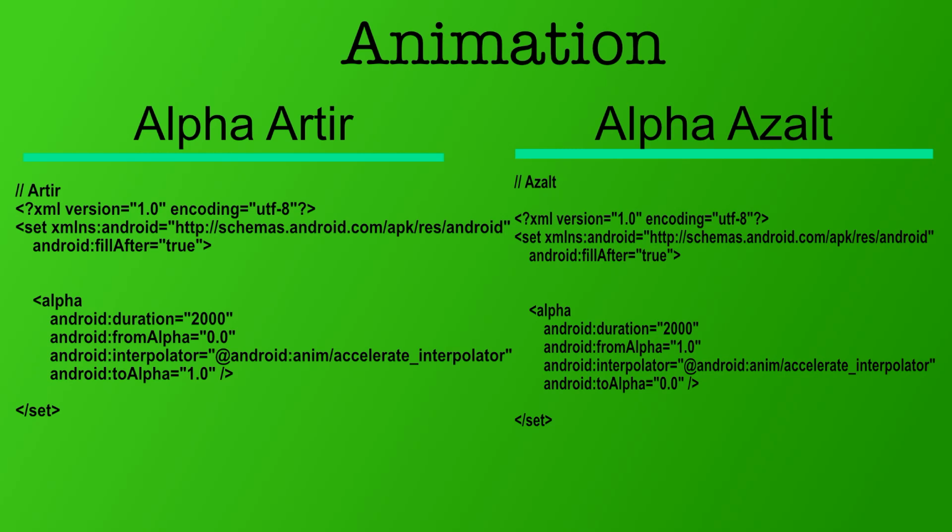After that, from alpha, interpolator, and lastly to alpha. From alpha and to alpha, it makes our waves invisible or visible.